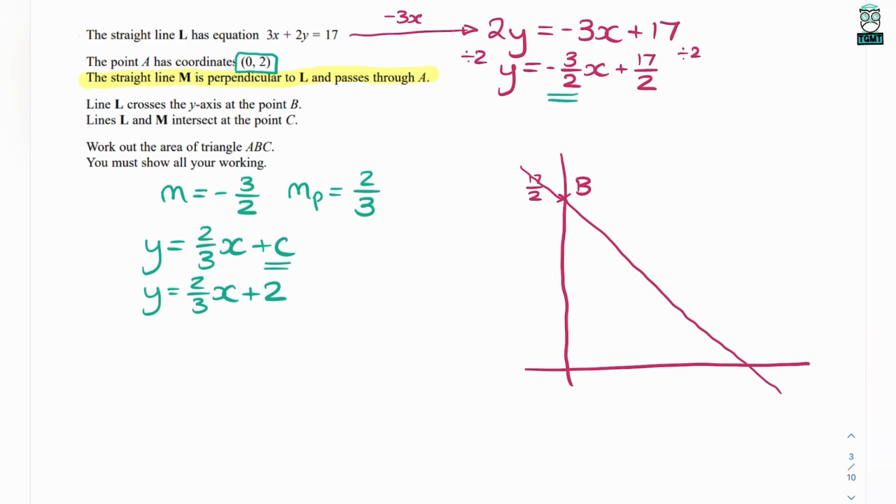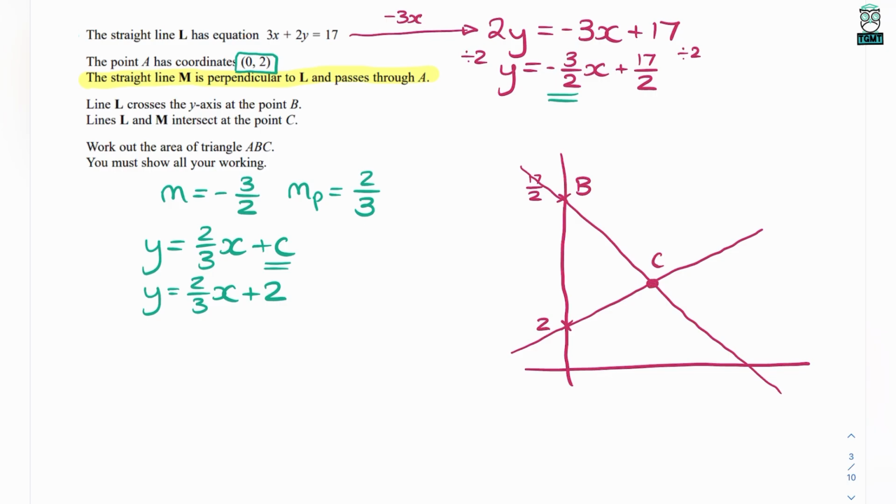So if we draw this, we'll find where point C is or what it's going to look like. Let's imagine coordinate 2 is just there, and this has a positive gradient of 2/3. That's less steep than my last line, so something that looks like that. There we go. So it said that L and M intersect at point C. So this here is our point C.